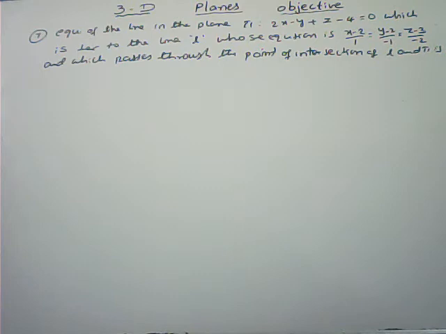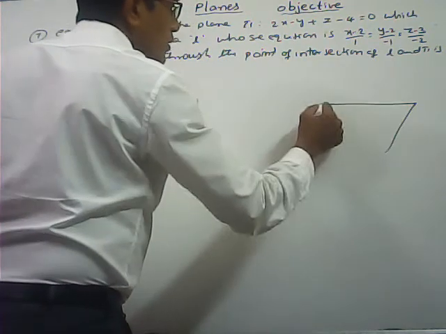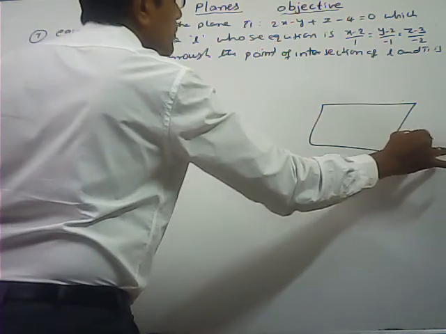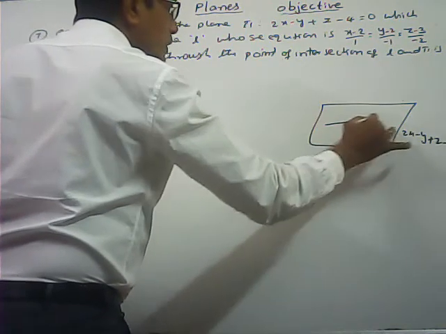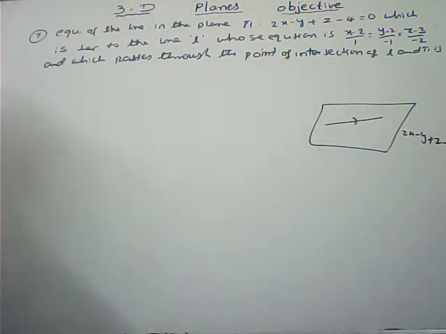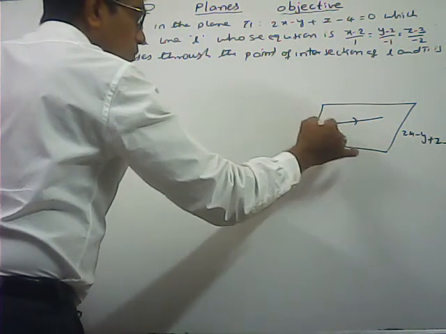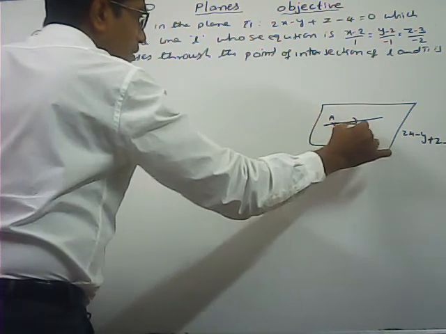This one is a very interesting problem. Equation of the line in the plane. One plane equation is given, that is 2x minus y plus z minus 4 equals 0. We want one equation of the line in the plane. So to get the equation of the line, we want one point and parallel d.r.s also.